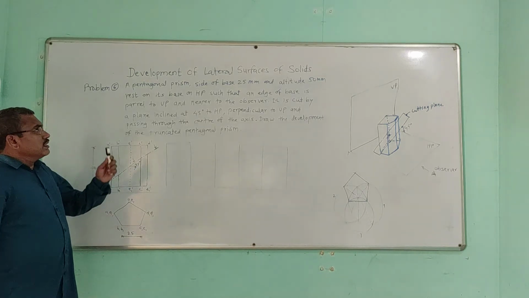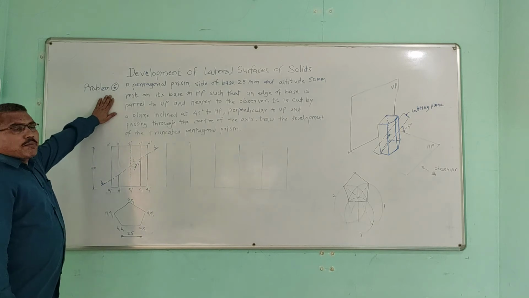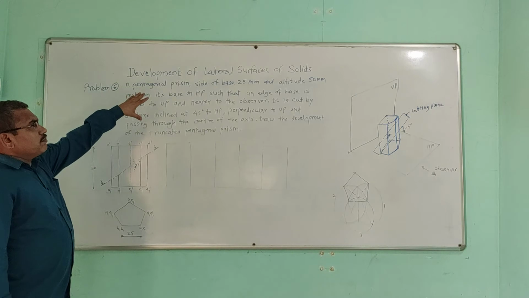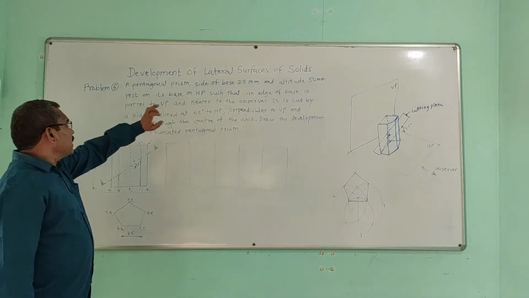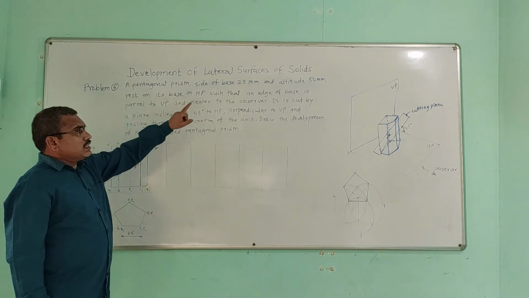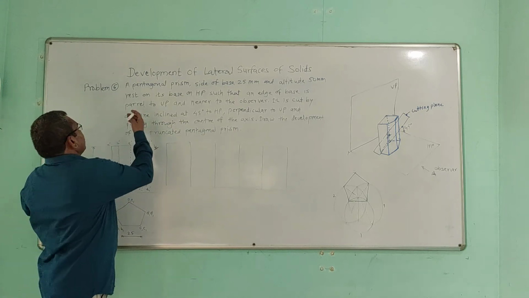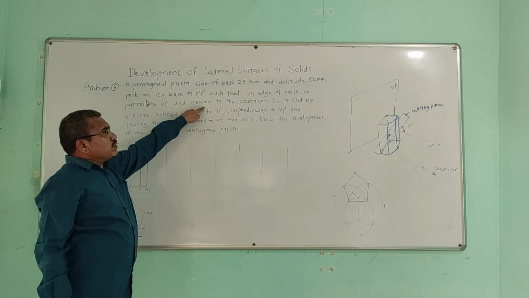Today we will see the development of lateral surfaces of solid. Practice problem number 5. See the statement of this problem. Pentagonal prism, side of base 25 mm and altitude 50 mm, raised on its base on HP, such that edge of base is parallel to VP and nearer to the observer.